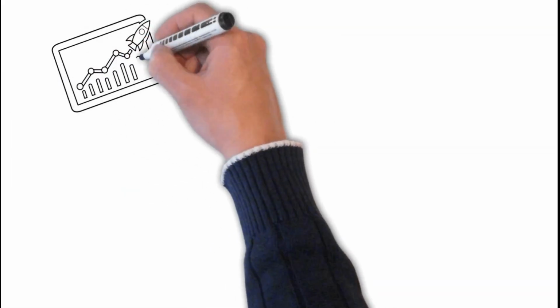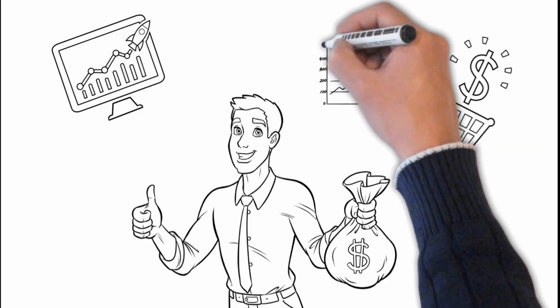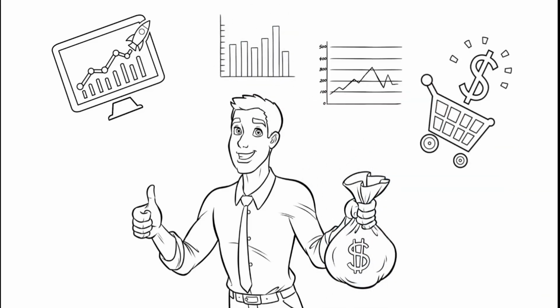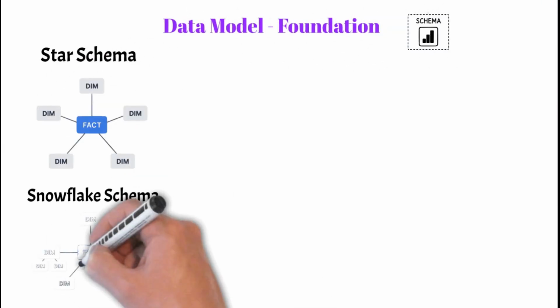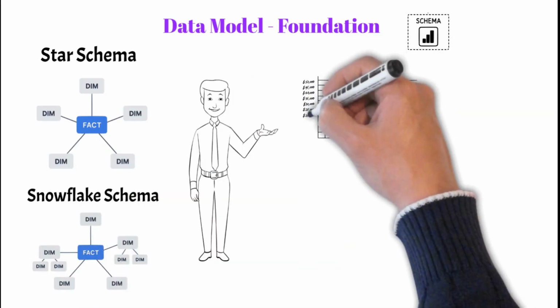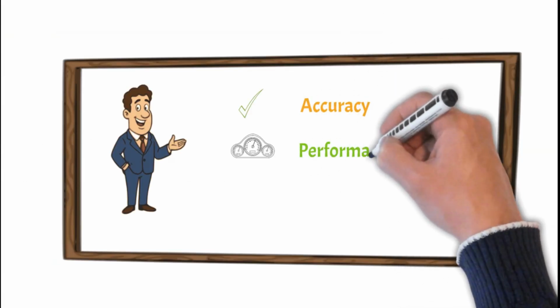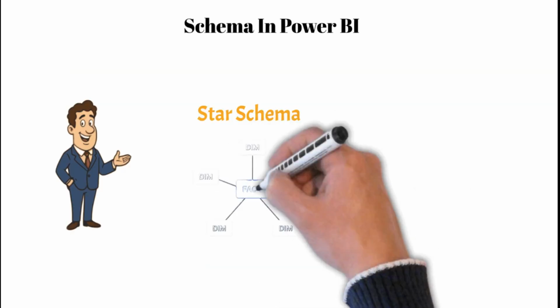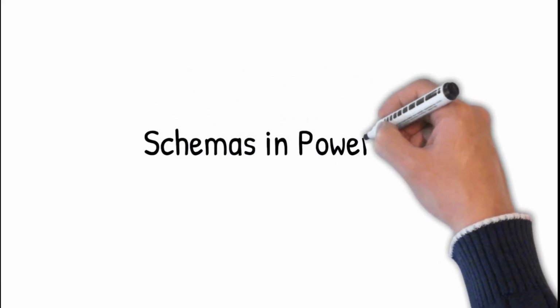A well-structured data model is not optional. It is essential. It serves as the blueprint for accurate reporting and reliable decision-making. In Microsoft Power BI, the data model is the foundation upon which all reports and visualizations are built. When designed effectively, it ensures accuracy, improves performance, and enables advanced analysis. Now that we understand why structure matters, let's explore how this is achieved through schemas.